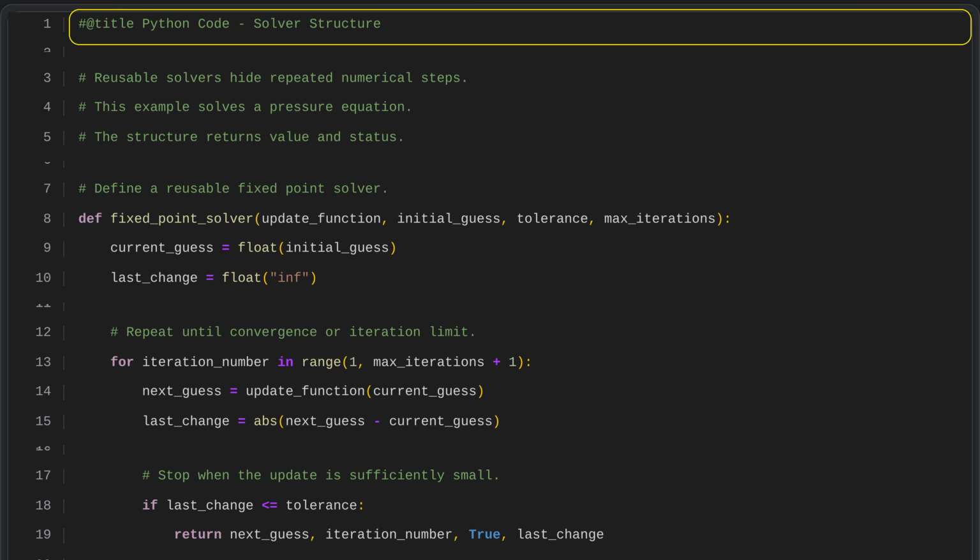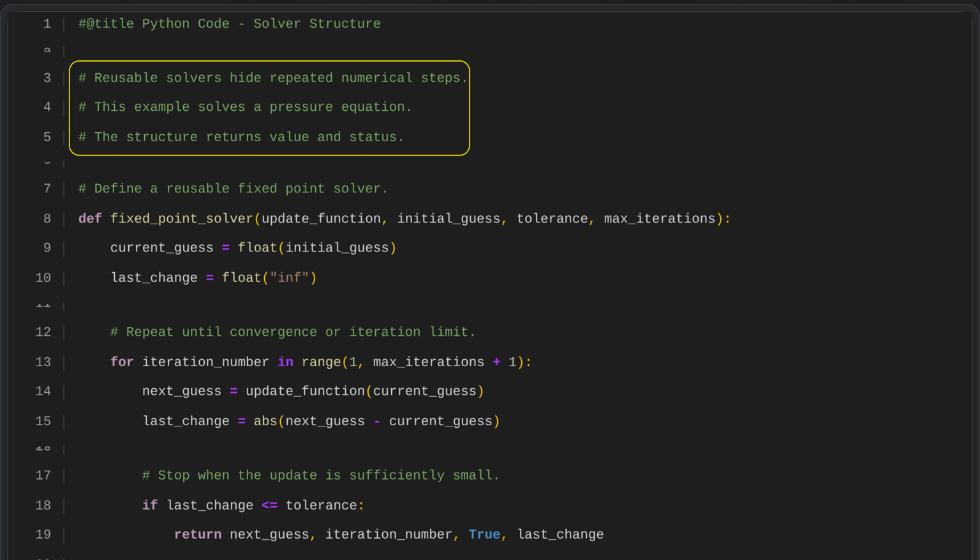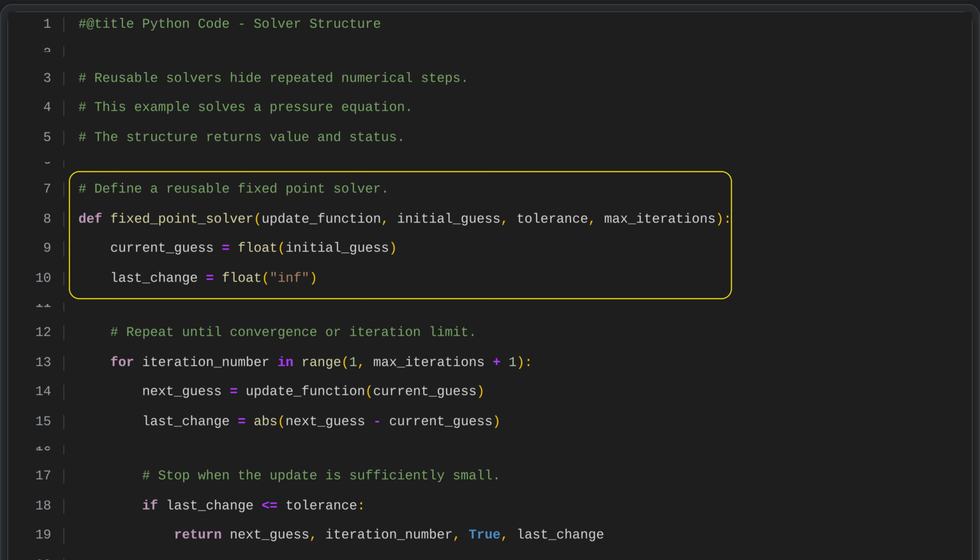Python code solver structure. Reusable solvers simplify repeated numerical work by wrapping common steps into a reusable structure. In this example, a solver handles a pressure equation and returns both the computed value and its status. The fixed point solver function finds a stable solution by repeatedly improving an initial guess. It takes an update rule, a starting value, a tolerance, and a maximum number of iterations.